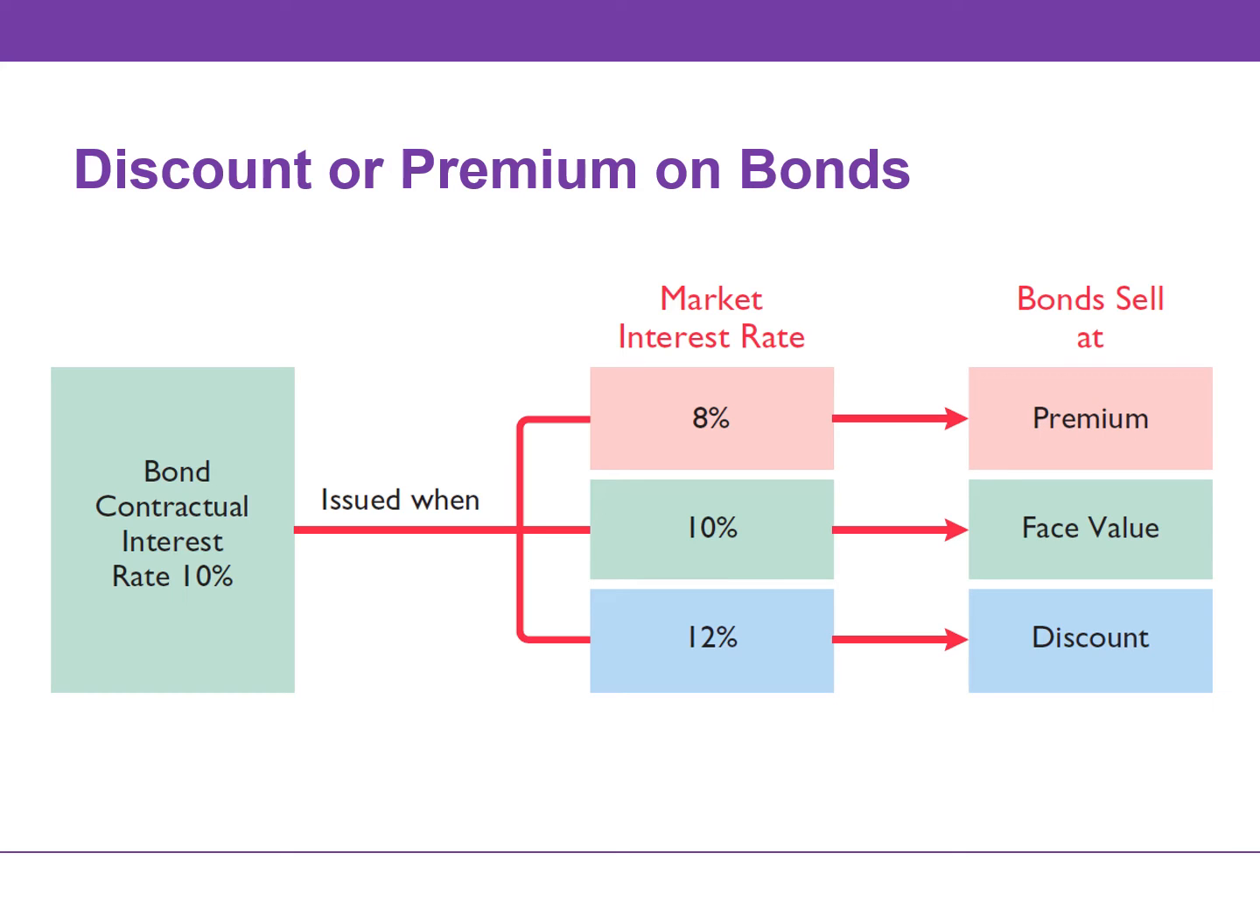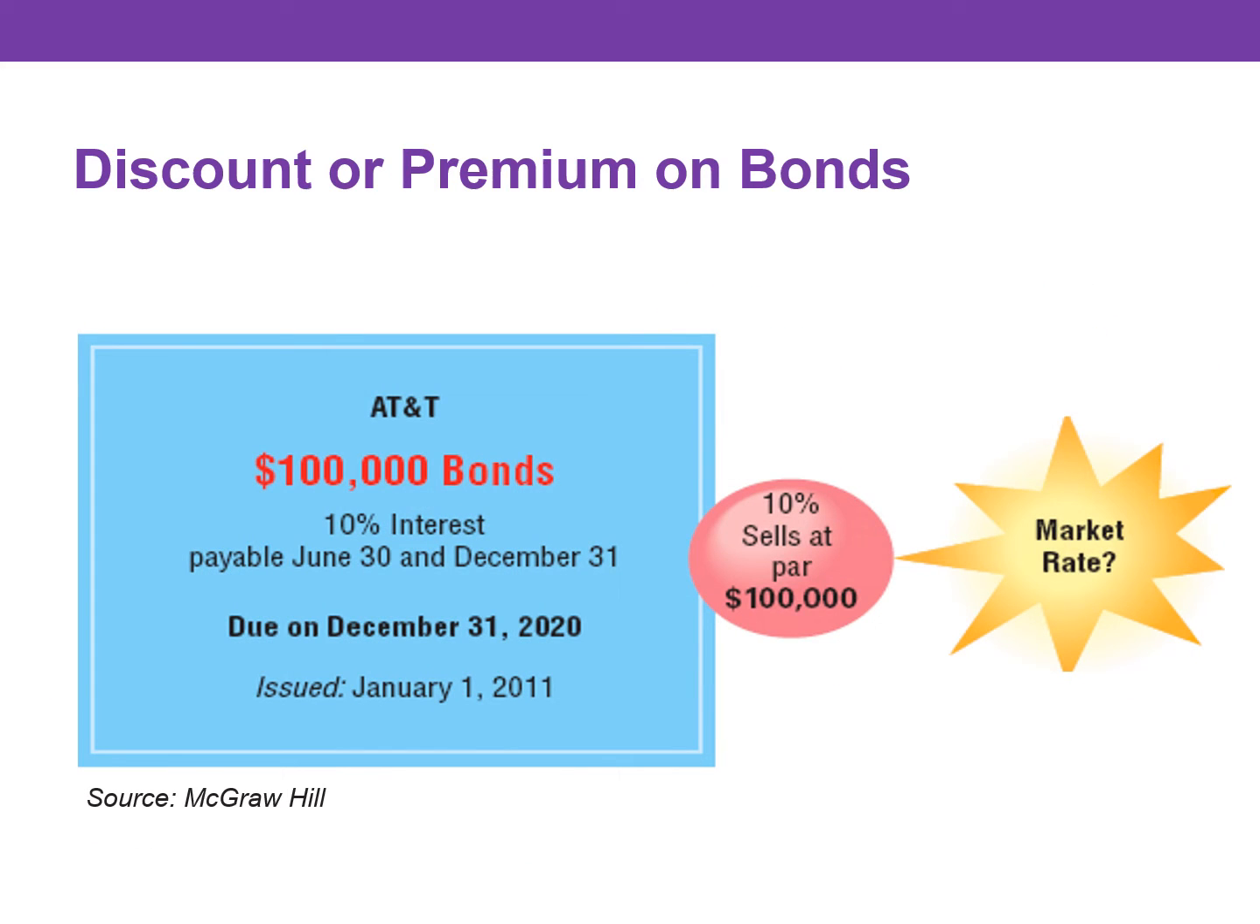Issuance of bonds at an amount different from face value is quite common. By the time a company prints the bond certificates and markets the bonds, it will be a coincidence if the market rate and the contractual rate are the same. Let's illustrate this concept using some additional numbers. AT&T is issuing 100 bonds at $1,000 each for 10 years with a stated or contractual interest rate of 10%. These bonds will pay $10,000 in interest per year.